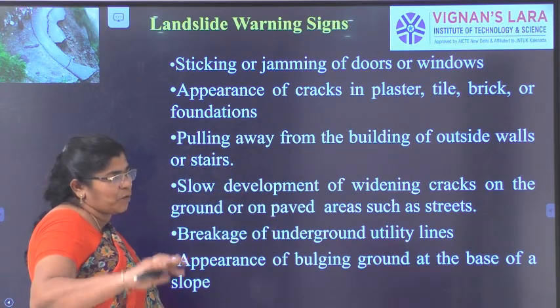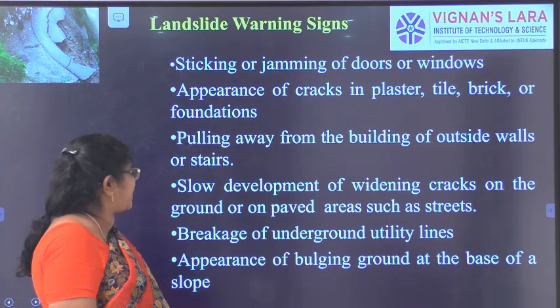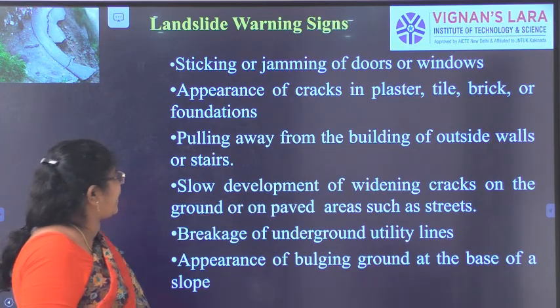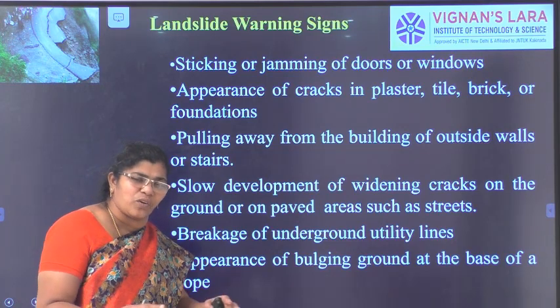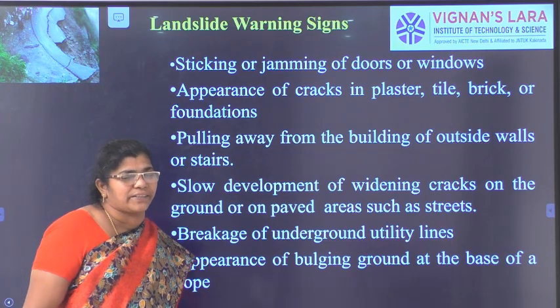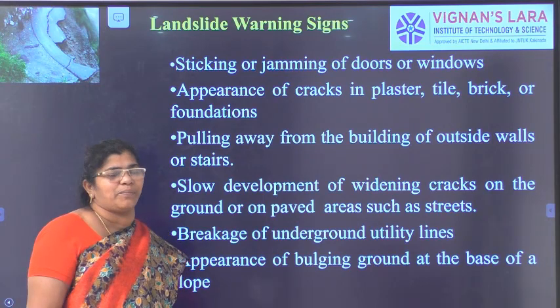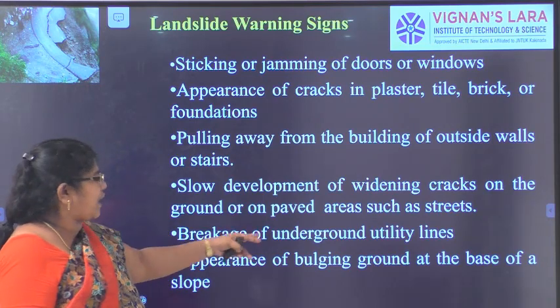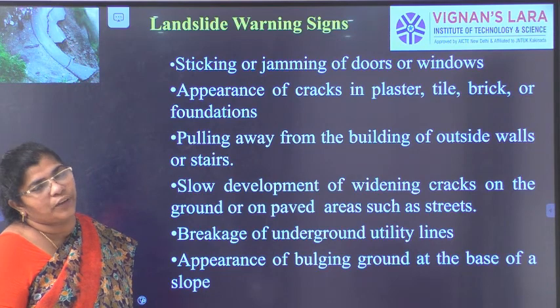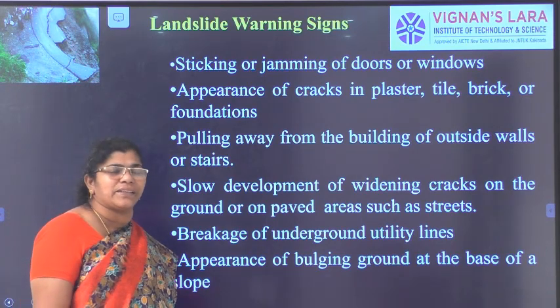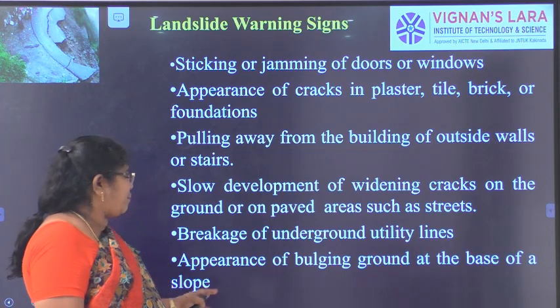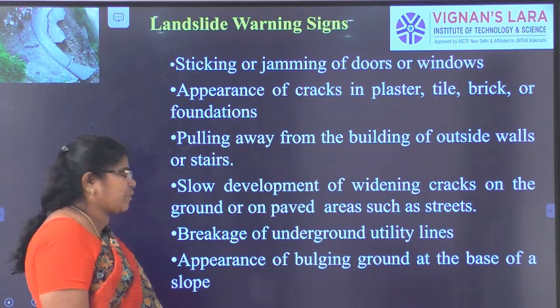That is the movement of the soil away from the building. Slow development of widening cracks on the ground. That is a street. If there are any cracks, they will slowly widen at a very fast rate, or in the floors also in the building. And the next one, breaking of underground utility lines. Utility lines are the telecommunication lines or sewer lines or the pipelines. They will get damaged.